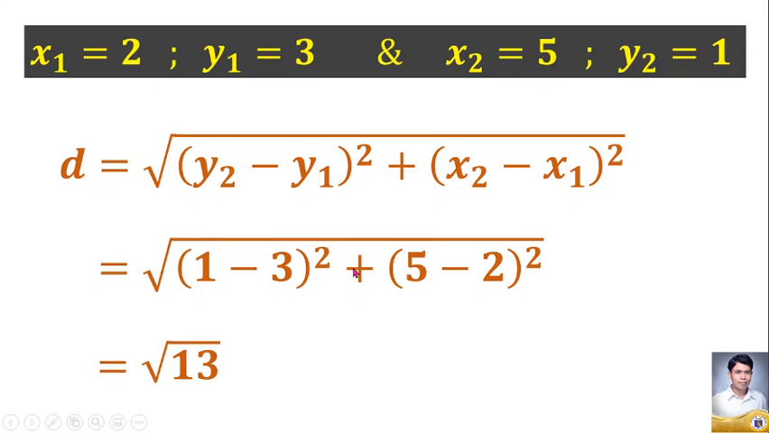Now, let's simplify the expression inside the radical. 1 minus 3 equals negative 2, and its square is 4. Here, 5 minus 2 is 3. Its square is 9. So, 9 plus 4 equals 13. So the distance between the 2 points is the square root of 13.